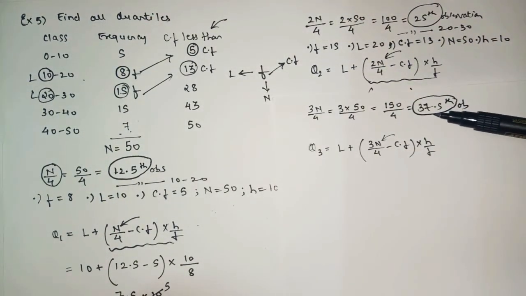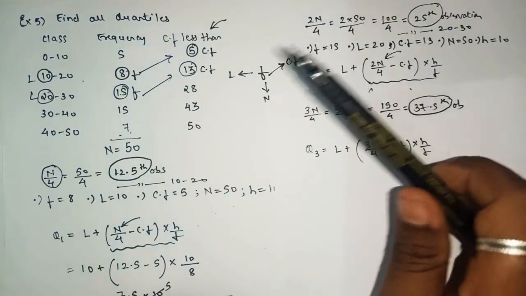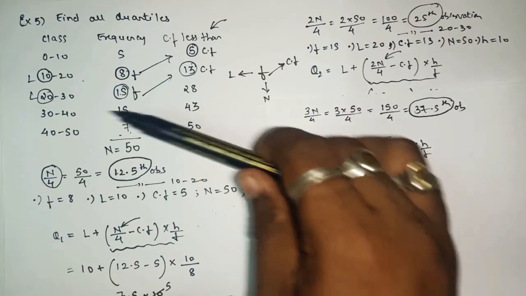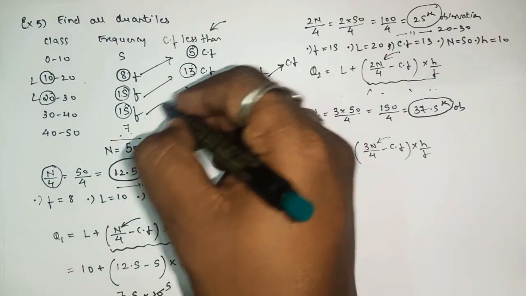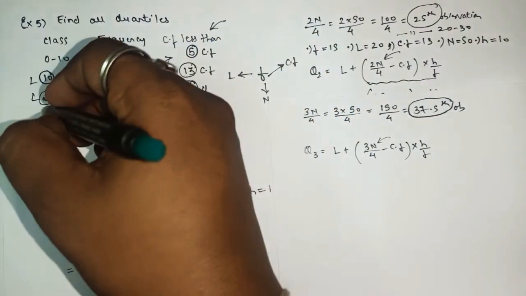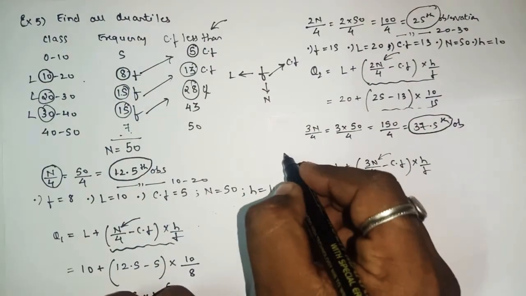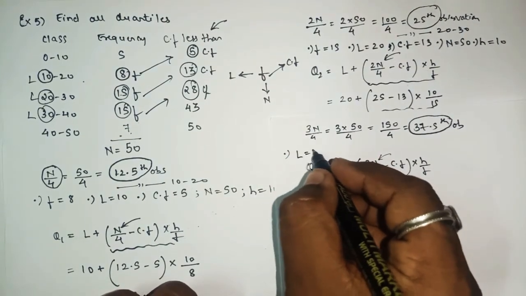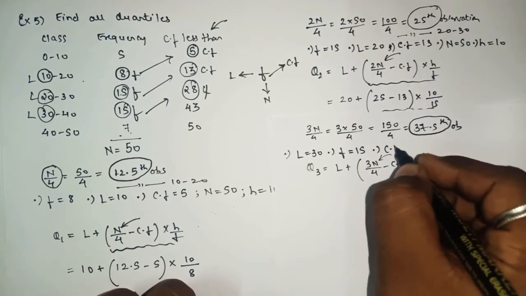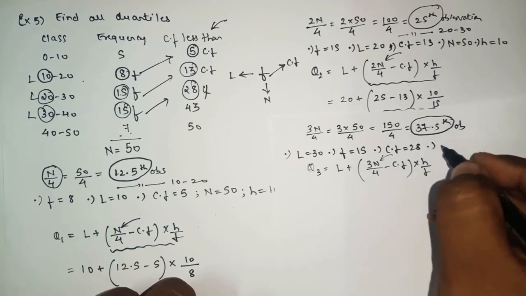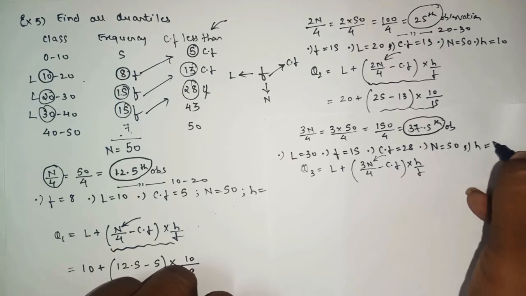Now we'll see where this 37.5 lies in the cumulative frequency, in which row. Clearly we can see that 37.5 lies in the fourth row. So this will be F, this will be CF, this will be L, and in the bottom we have N. So here we can write the values. L is 30, F is 15, CF is 28, and N is 50. The value of h will be the same, that is the width of the class.